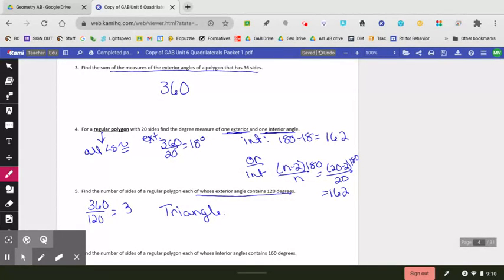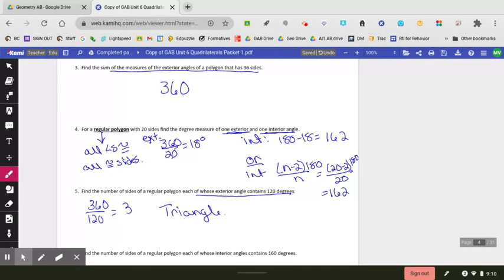Number 4, to do this problem, we need to remember that a regular polygon has all congruent angles and all congruent sides. So that means to find one exterior angle, I take 360 and divide it by 20, which is 18 degrees. So one exterior angle is 18 degrees.